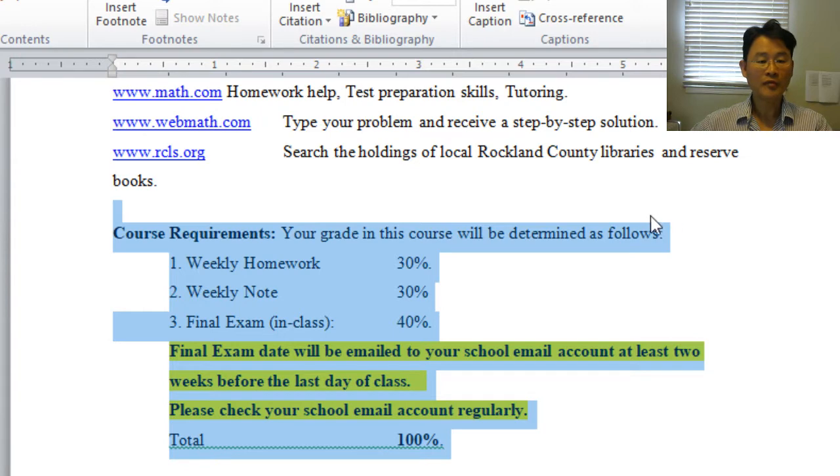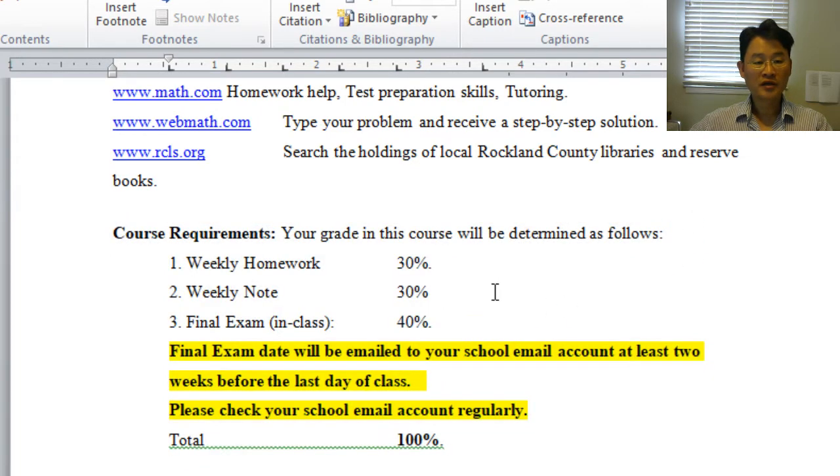So there will be a weekly homework, and all those homeworks and assignments will be listed in our E360 website. I'm also going to go through that with you. And so weekly homework is going to be 30%. Weekly note is going to be 30%. And there will be final exam 40%. Final exam is going to be in class.